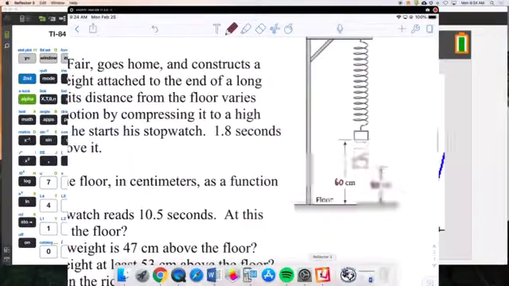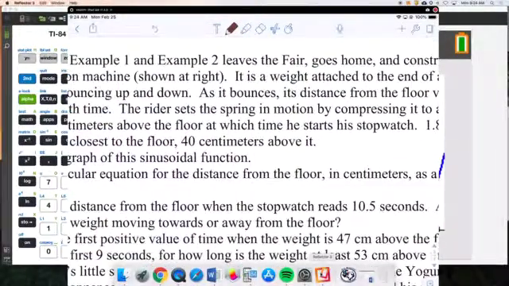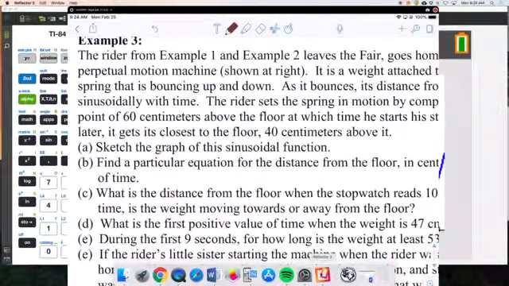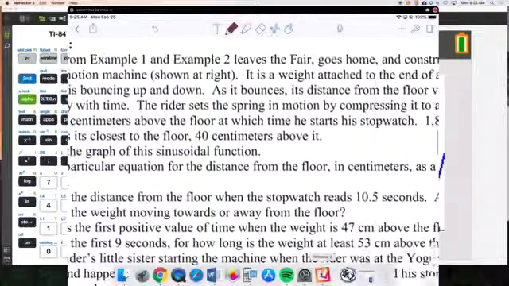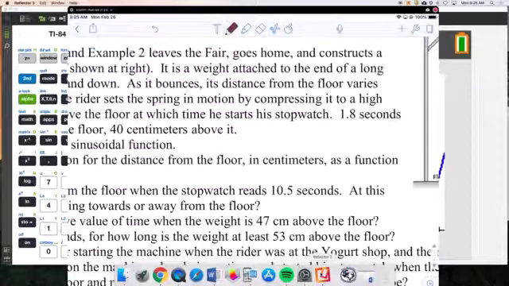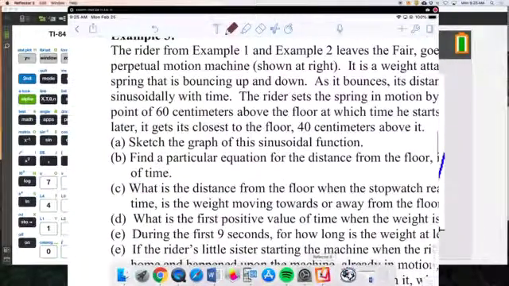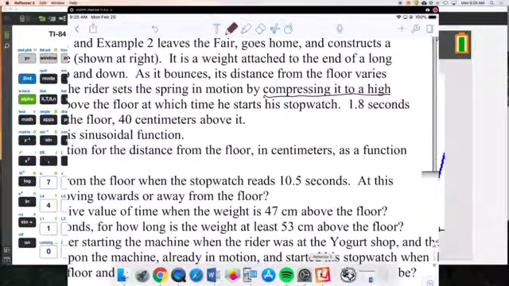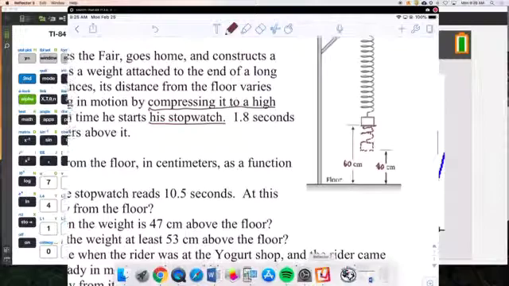That spring is going to keep going back and forth. So as it bounces, it's going to vary sinusoidally with time. Because it's a perpetual motion machine, it's going to be sinusoidal, constantly between 60 and 40. The rider sets the spring in motion by compressing it to its high point of 60 centimeters and letting it go, at which time he starts his stopwatch. So he's learned his lesson.